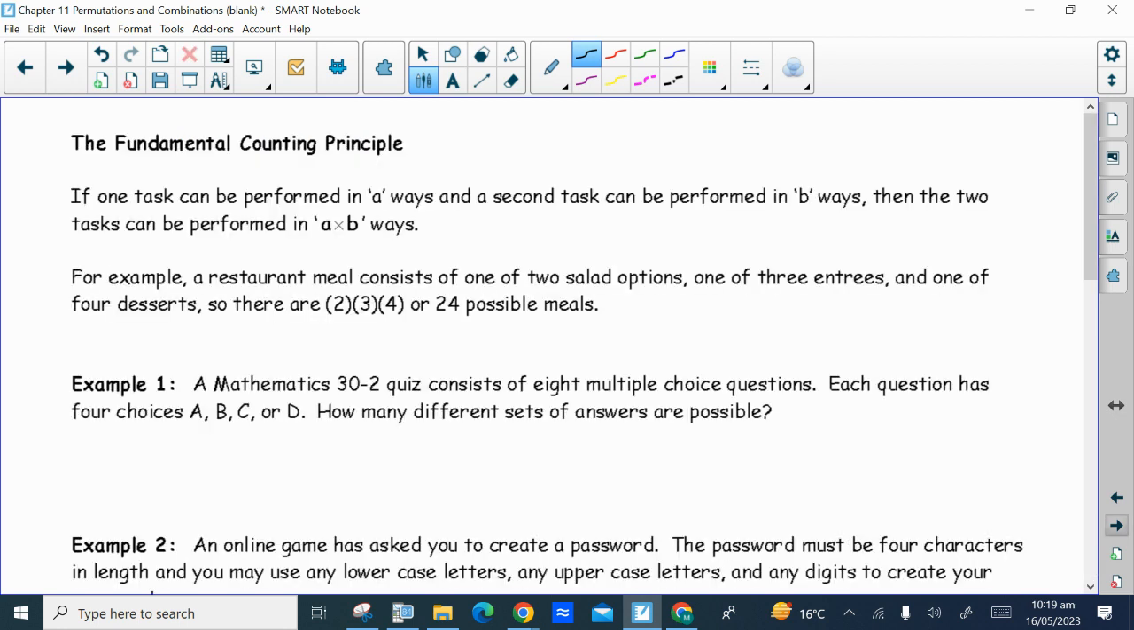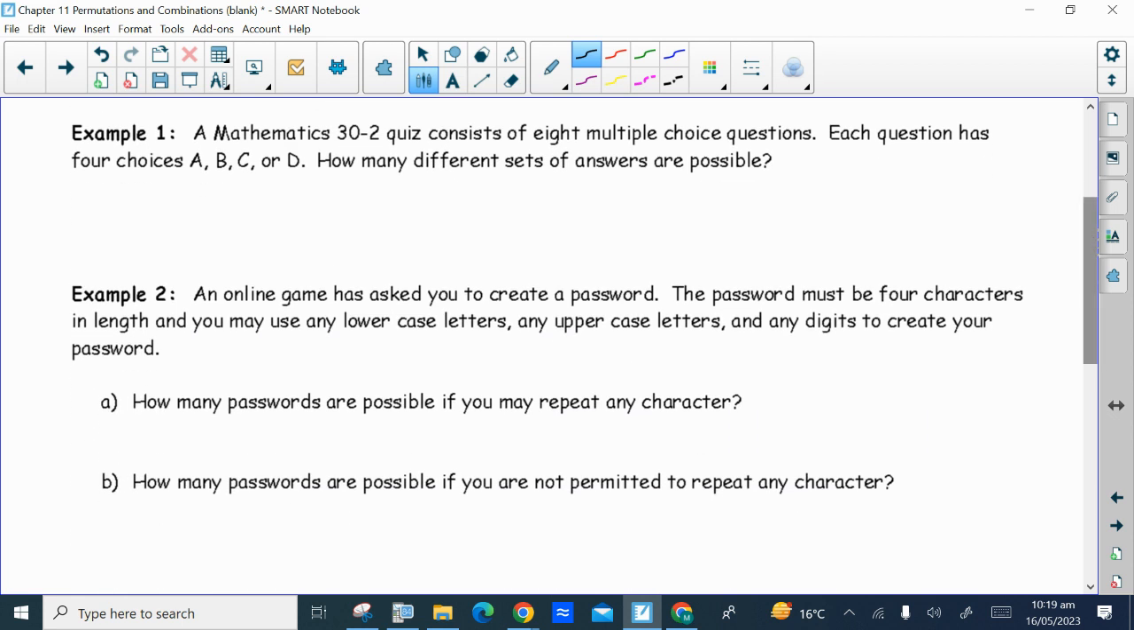So this illustrates what's known as the fundamental counting principle. If one task can be performed in A ways, a second task in B ways, then the 2 tasks can be performed in A times B ways. For example, a restaurant meal consists of 1 of 2 salad options, 1 of 3 entrees, and 1 of 4 desserts. So if you multiply 2 times 3 times 4, it'll give you the number of possible meals that a person could order, 24. So this is known as the fundamental counting principle, and it's a strategy that we can use as we go through this chapter.